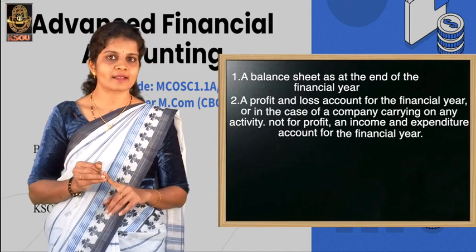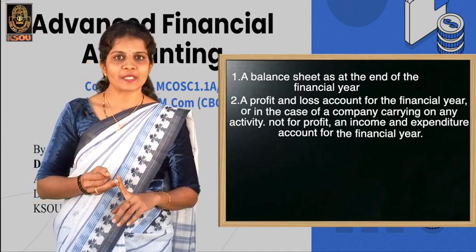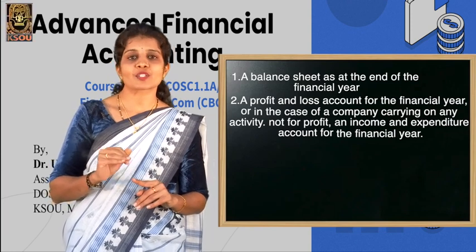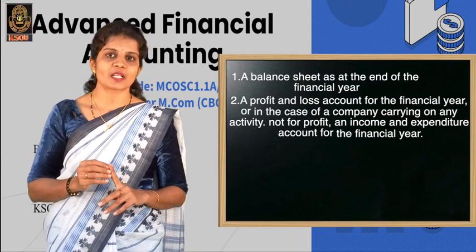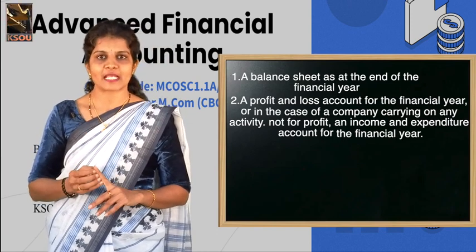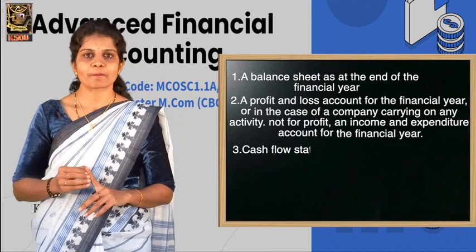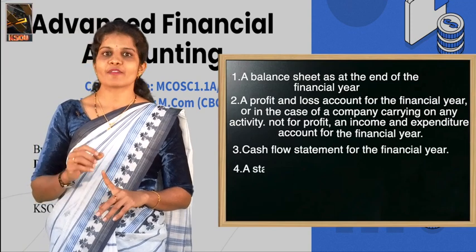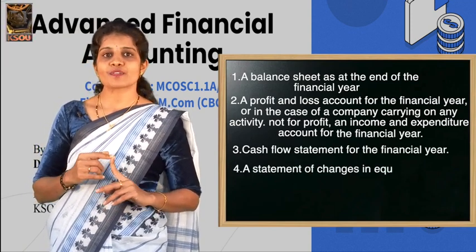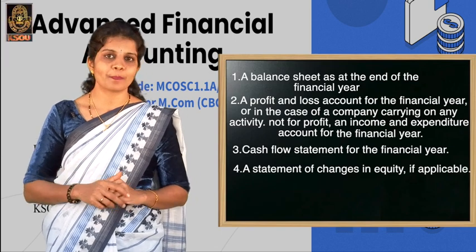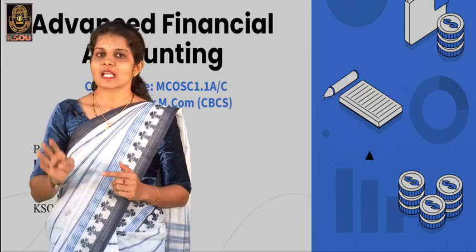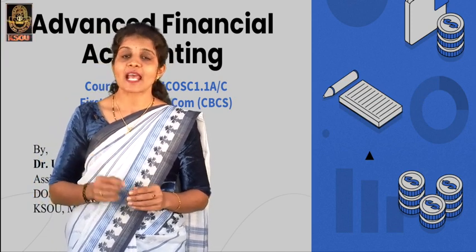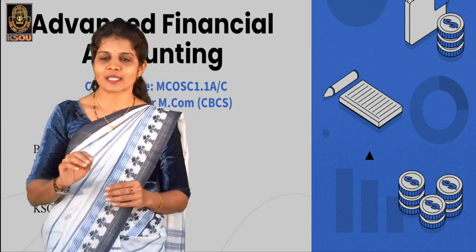In case the company is carrying on business not for the purpose of profit, then it is going to prepare an income and expenditure account in place of profit and loss. The third one is a cash flow statement for the financial year. And the fourth one is a statement of changes in equity, if applicable. I repeat once again, there are 4 items to be prepared by the company as a financial statement as per the Companies Act of 2013.